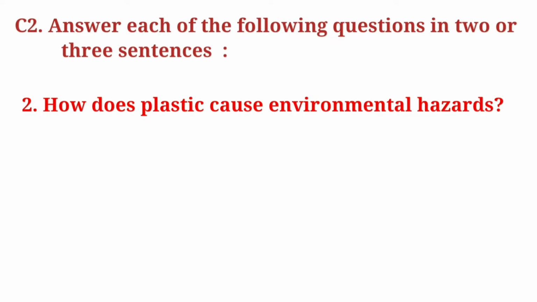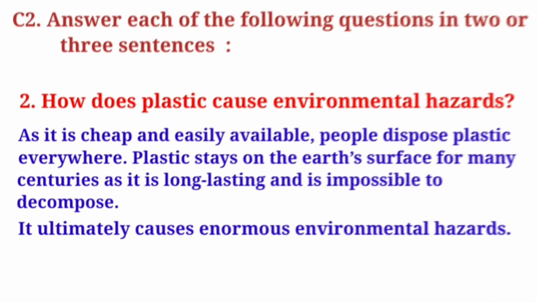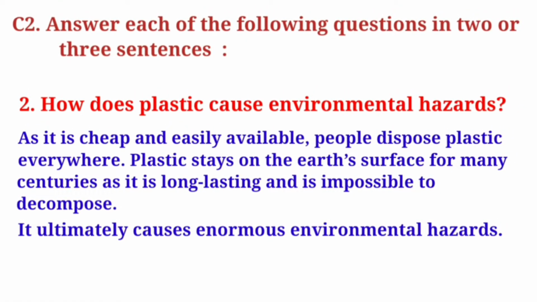How does plastic cause environmental hazards? As it is cheap and easily available, people dispose plastic everywhere. Plastic stays on the Earth's surface for many centuries as it is long-lasting and is impossible to decompose. It ultimately causes enormous environmental hazards.